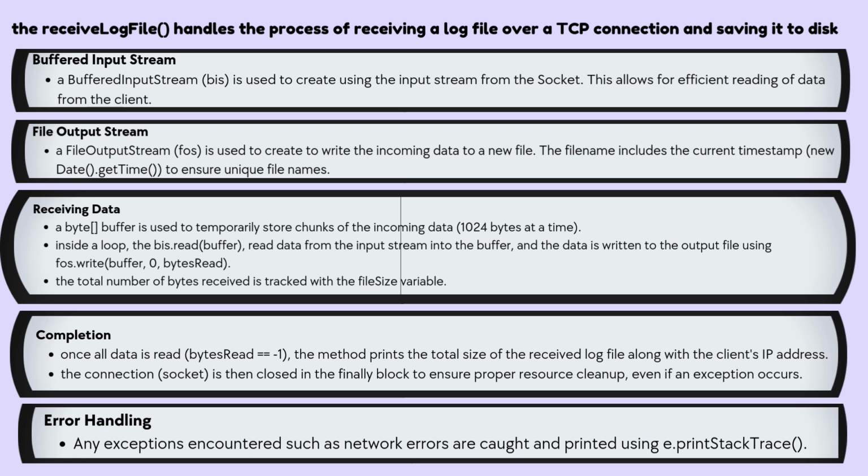Completion. Once all data is read, the method prints the total size of the received log file along with the client's IP address. The connection, which is socket, is then closed in the finally block to ensure proper resource cleanup even if an exception occurs. Error handling. Any exceptions encountered, such as network errors, are caught and printed using e.printStackTrace.